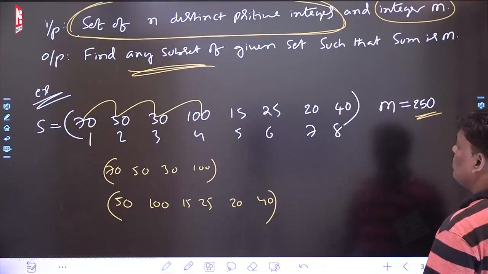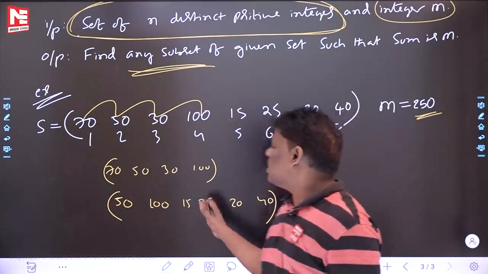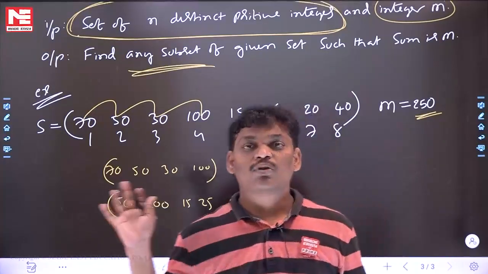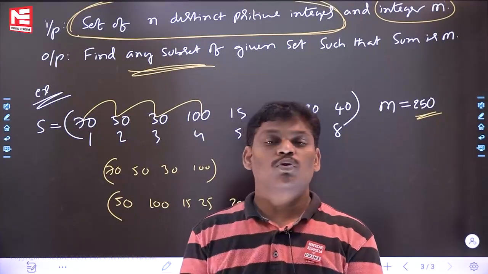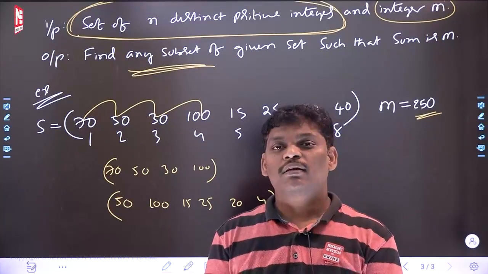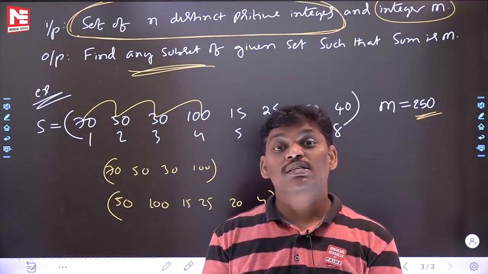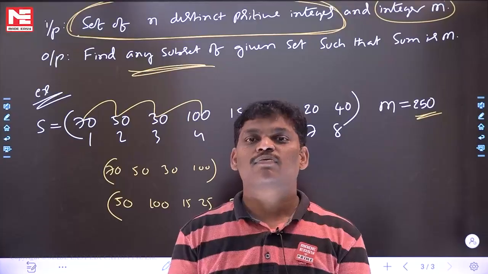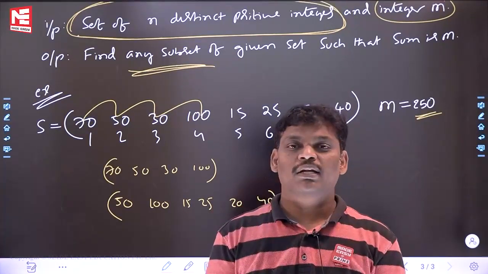I'm thinking that you are really fine. Some students are asking, sir, how to solve this problem? Try to remember: you don't know the subset size also. Find any subset whose sum is m. Because you don't know the subset size, the answer for this one is going to be the brute force method.